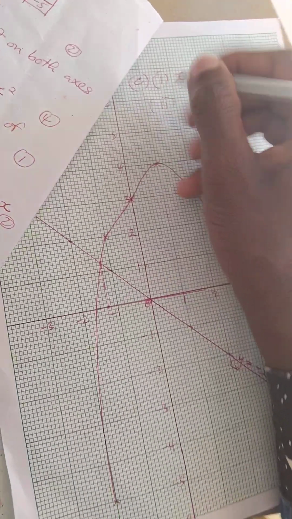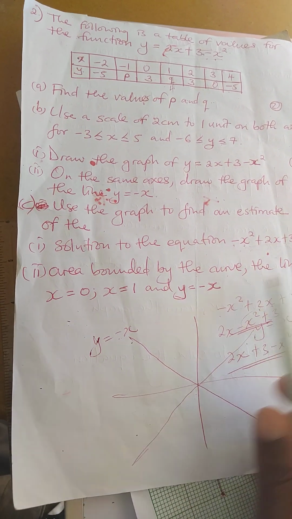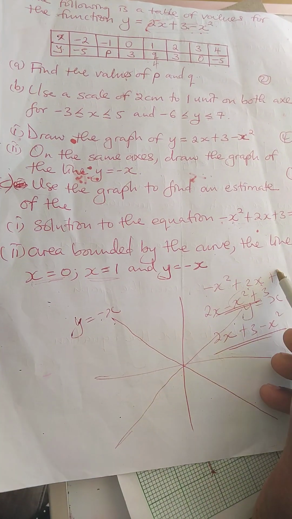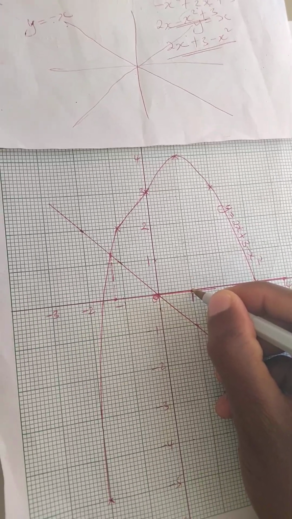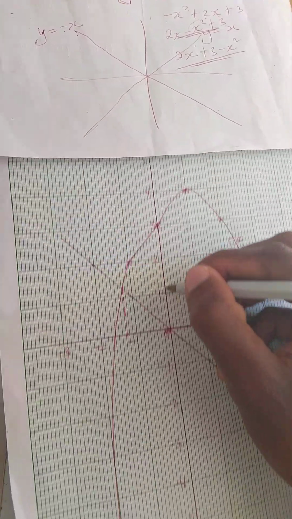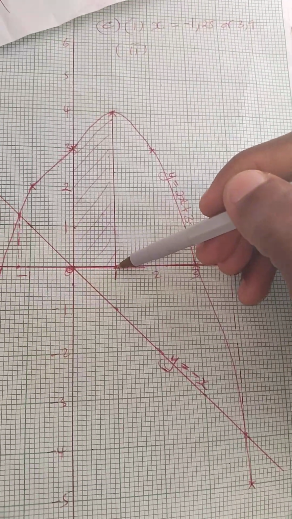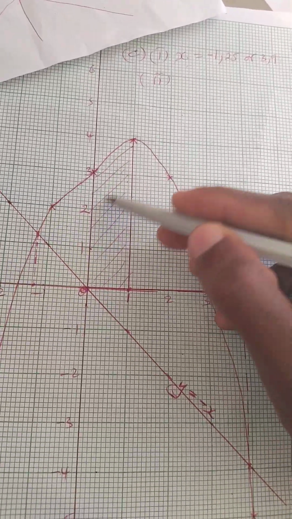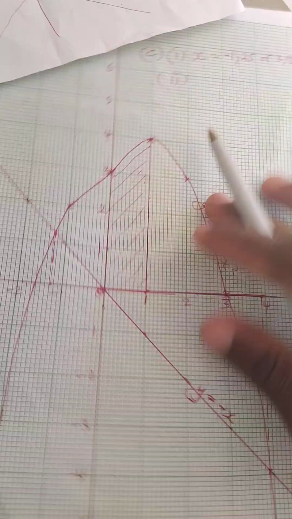Then item 2 says the area bounded by the curve, the lines x is equal to 0 and x is equal to 1, and y is equal to negative x. So x is equal to 0 is here, then x is equal to 1 is here. So we should draw the lines x is equal to 1 and x is equal to 0. So the shaded part is this one, enclosed here.